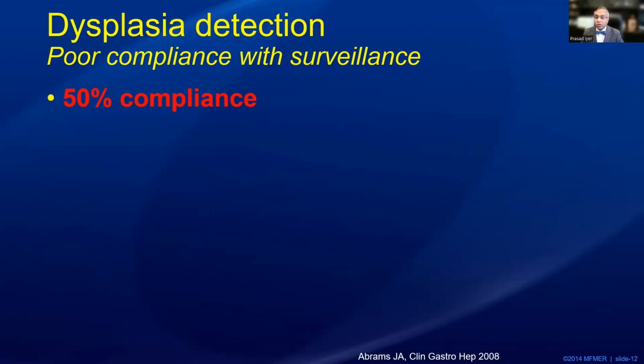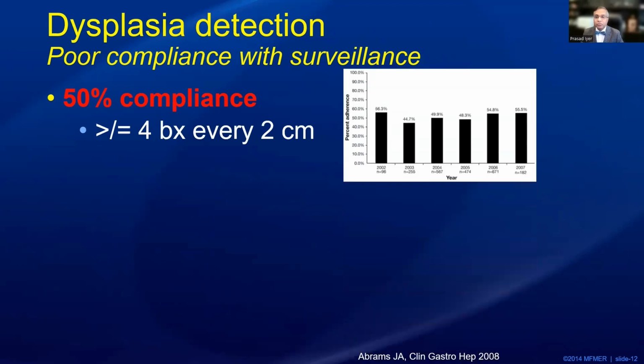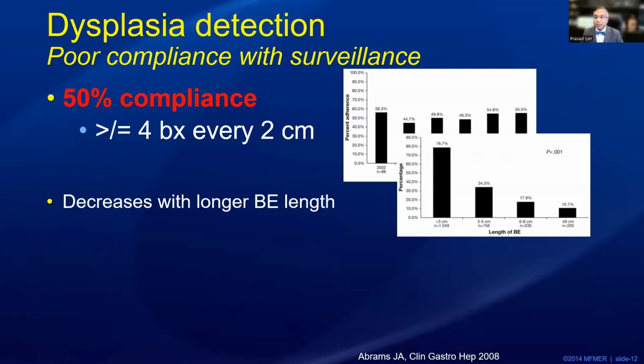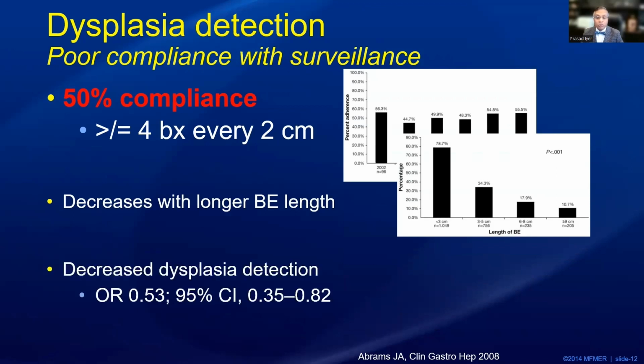We also know that, unfortunately, endoscopists are under a lot of time pressure, and their compliance is not the best. This was a paper that is now almost 15 years old, which highlighted the scope of this problem in a national pathology database and showed that endoscopists were really only about 50% compliant, even with the biopsy recommendations of every 2 centimeters. And in fact, what made matters worse is that this decreased with longer Barrett segment length. As you can see, the compliance actually drops to almost 10% if the length is more than 9 centimeters.